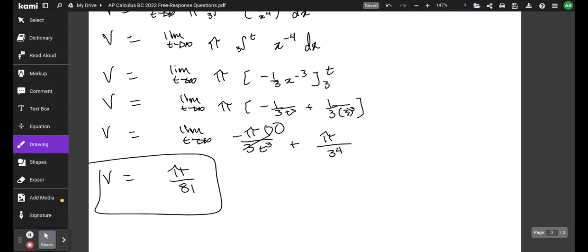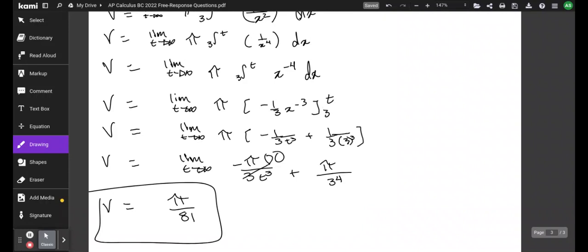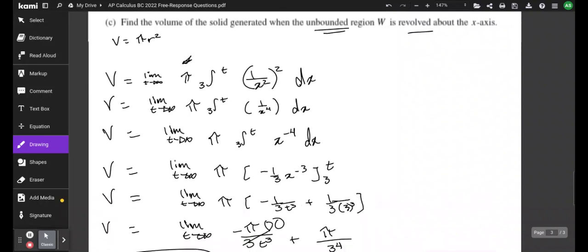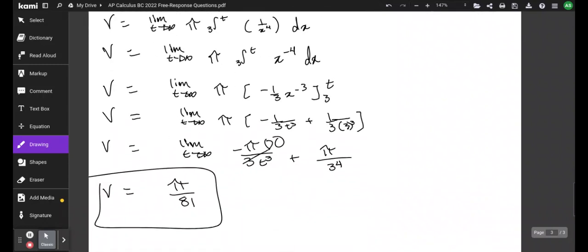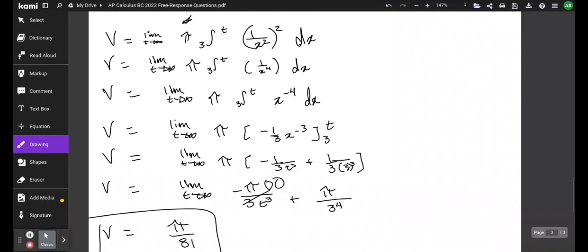So now we have our volume, and we know this answer because we found the volume of this solid, this region W, revolved about the x-axis. So we used our pi r squared. One thing to make sure is that you pay attention to the limit as t approaches infinity, because it is improper notation. You go from 3 to t. And the last thing was not to make a mistake on this step right here and this step right here, because these are very important steps where mistakes can be made.